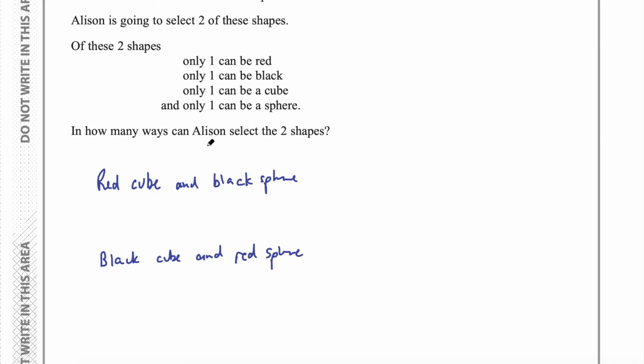Or she could pick a black sphere first, so that's another possibility. But then she would still have to pick a red cube second. And those 2 outcomes are actually the same here because Alison doesn't care which order she picks the shapes in. She only cares what the outcome is. So she just worries about what 2 shapes she has in her hand after she's done the 2 picks. So these outcomes are considered to be the same thing: a red cube and a black sphere, or a black sphere and a red cube.